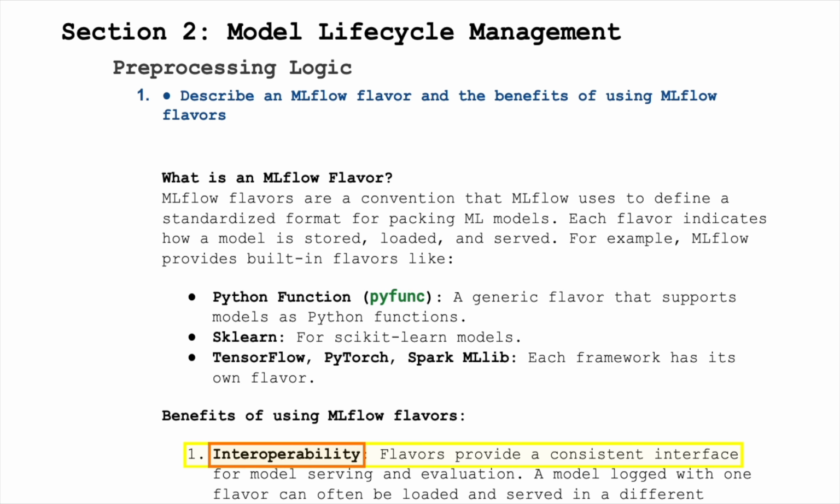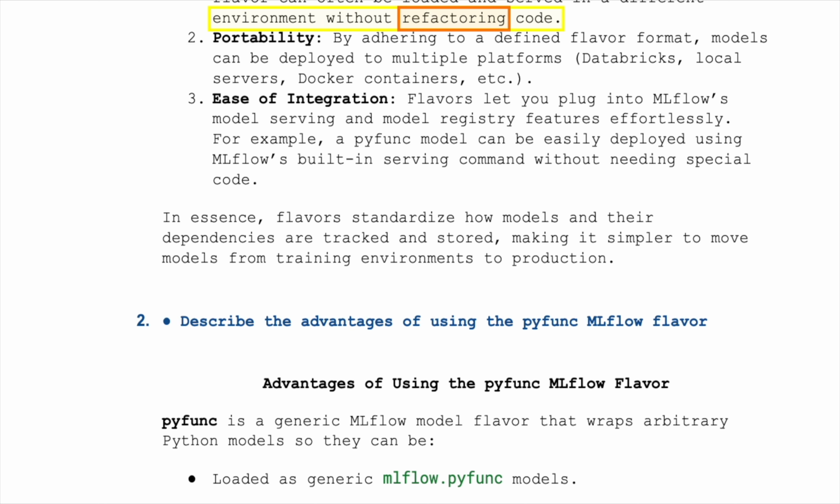1. Interoperability. Flavors provide a consistent interface for model serving and evaluation. A model logged with one flavor can often be loaded and served in a different environment without refactoring code. 2. Portability. By adhering to a defined flavor format, models can be deployed to multiple platforms: Databricks, local servers, Docker containers, etc. 3. Ease of integration. Flavors let you plug into MLflow's model serving and model registry features effortlessly. For example, a pyfunc model can be easily deployed using MLflow's built-in serving command without needing special code.